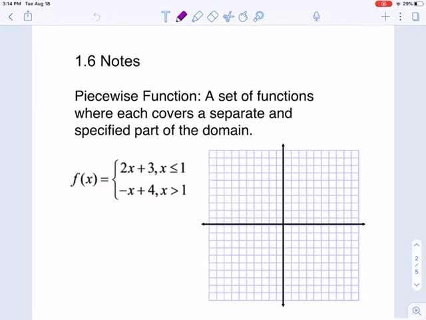Okay, so we're going to talk about piecewise functions. And a piecewise function, the name kind of hints at it, all right? So it's a set of functions where each covers a separate piece of the domain. Notice down here how we're like linked together with multiple pieces, hence the name piecewise. And each of them has a separate domain. So notice how each equation has something off to the side. That's telling you what piece of the domain.